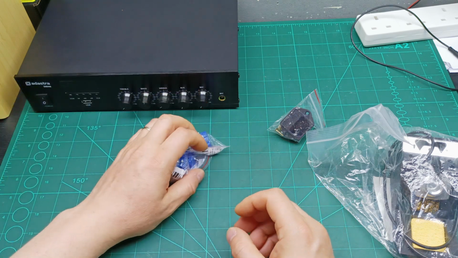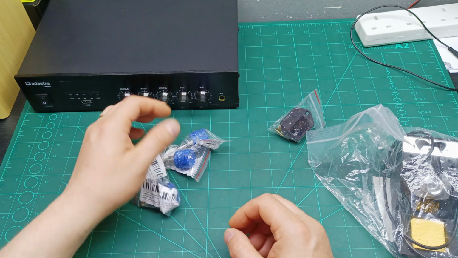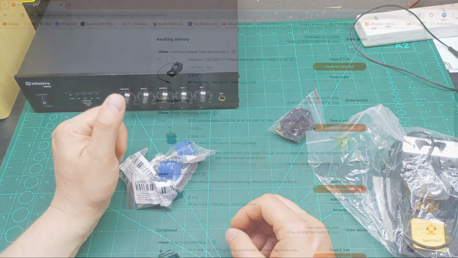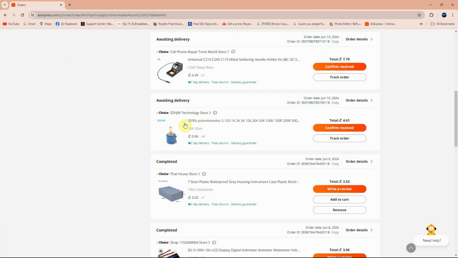So let's see the listing, how much I paid for these potentiometers and how fast they moved over here. So here we go, these are the potentiometers which I ordered, 4 pieces of 10 kilohms, and I paid a total of £4.61. Ordered on 15 June, so 10 days delivery.